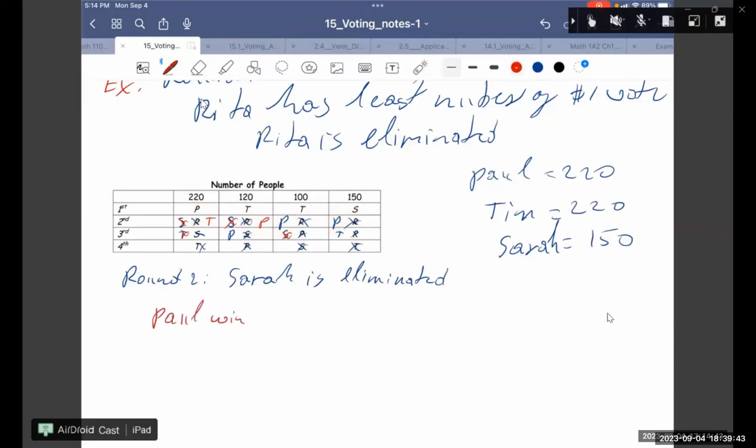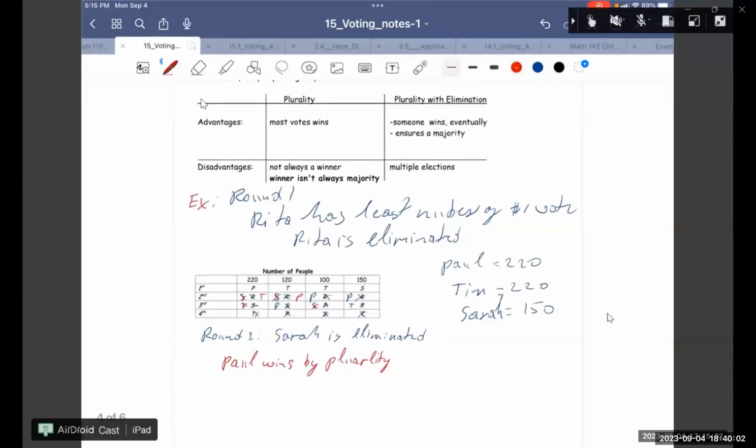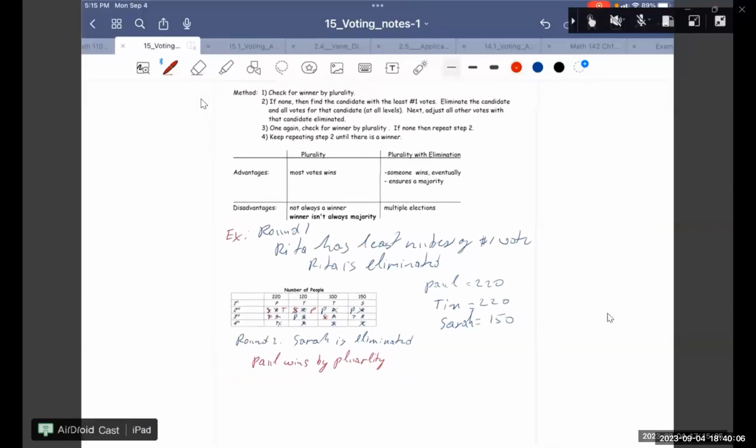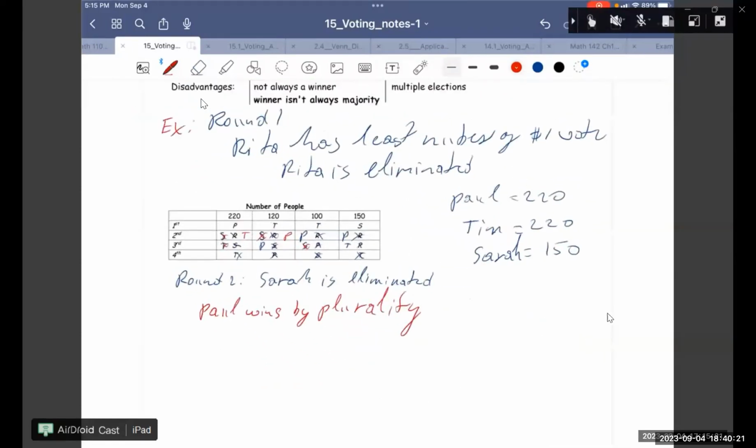So now we can say in conclusion, Paul wins by plurality with elimination. So that's what we can see.